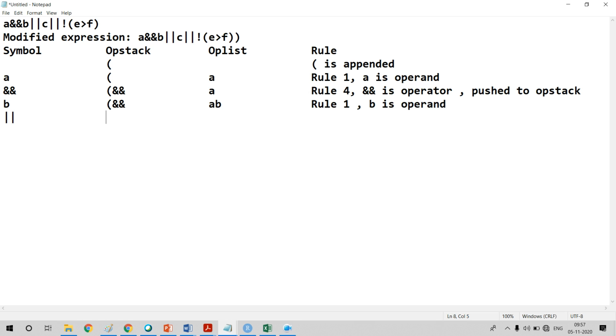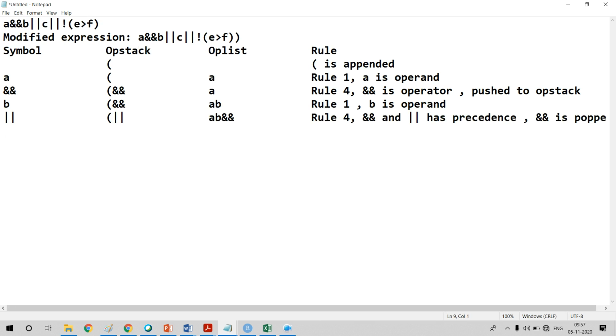The next symbol is OR. Logical AND and logical OR are of the same precedence. If precedences are the same, the equal precedence symbol must be removed from the stack and added at the end of the OP list. So ampersand is removed, and OR will come to this place. Ampersand is added to the OP list. This is as per rule number 4. Ampersand and OR have the same precedence, so ampersand is popped and added to the OP list.